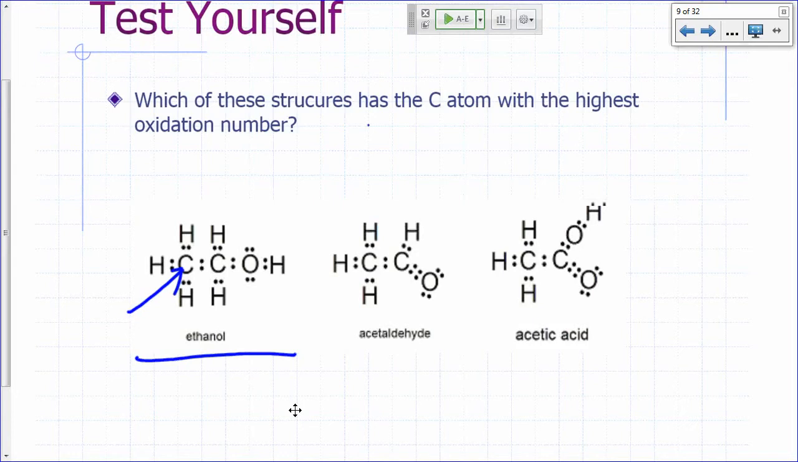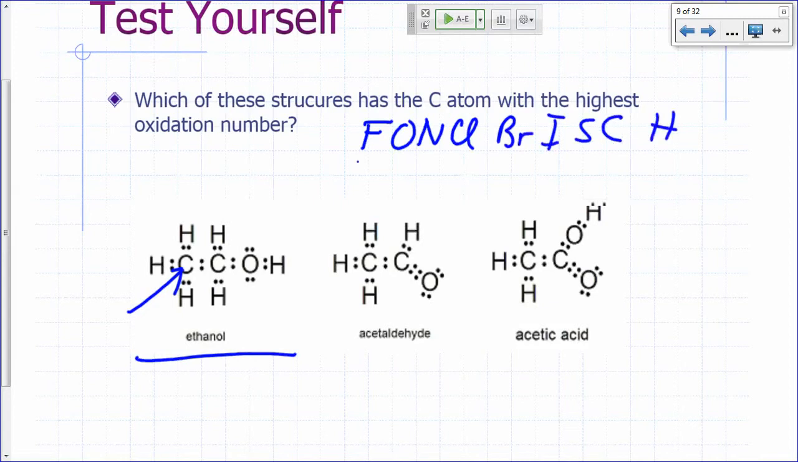Carbon. One mnemonic that I made up for myself to remember the sequence of electronegativity is FONClBrISCH, at least for the common nonmetals. I try to pronounce it, make up a word or phrase from it. "Phone call Brish." Okay. So hydrogen is less electronegative than carbon.